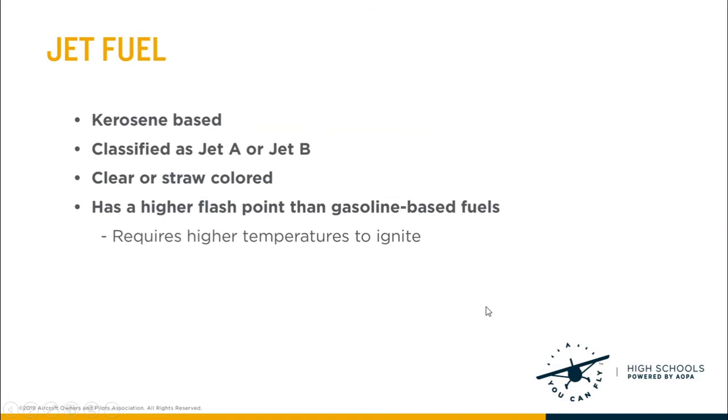So, jet fuel, which is used in a turbine or a jet engine, is kerosene based. Kerosene is one of the things that are a byproduct of when you refine oil. So you get kerosene and gasoline and all sorts of different fuels are made in an oil distillery. Sometimes it's clear or it's straw colored, which is like a yellowish color, kind of like down here at the bottom, this yellow bar.